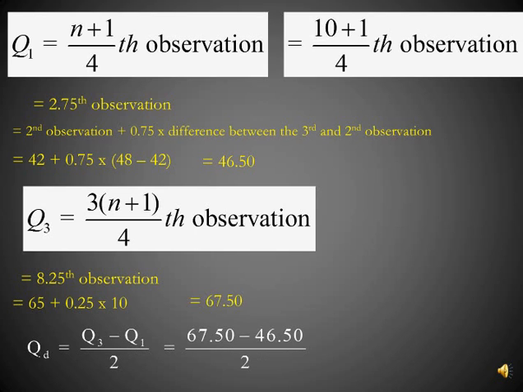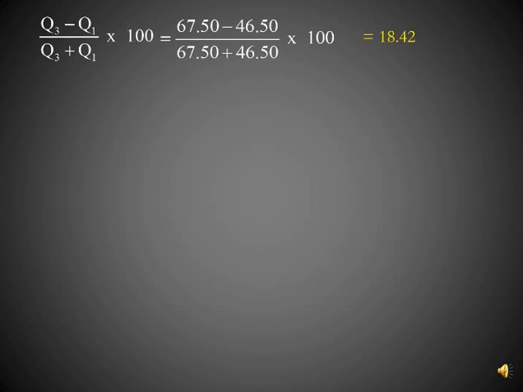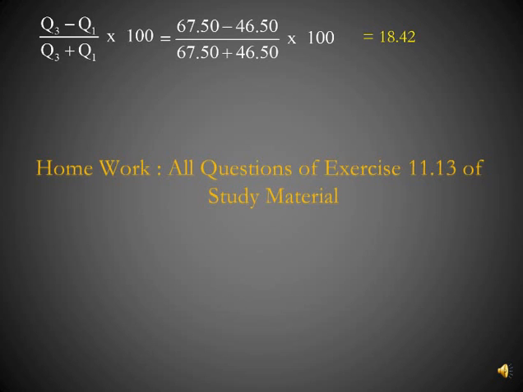But now we have to calculate QD, that is Q3 minus Q1 upon 2. So it is 67.5 minus 46.5 divided by 2, that is 10.5. Also, coefficient of quartile deviation is Q3 minus Q1 upon Q3 plus Q1 into 100. So it is 67.5 minus 46.5 whole upon 67.5 plus 46.5 into 100. So it comes to 18.42.